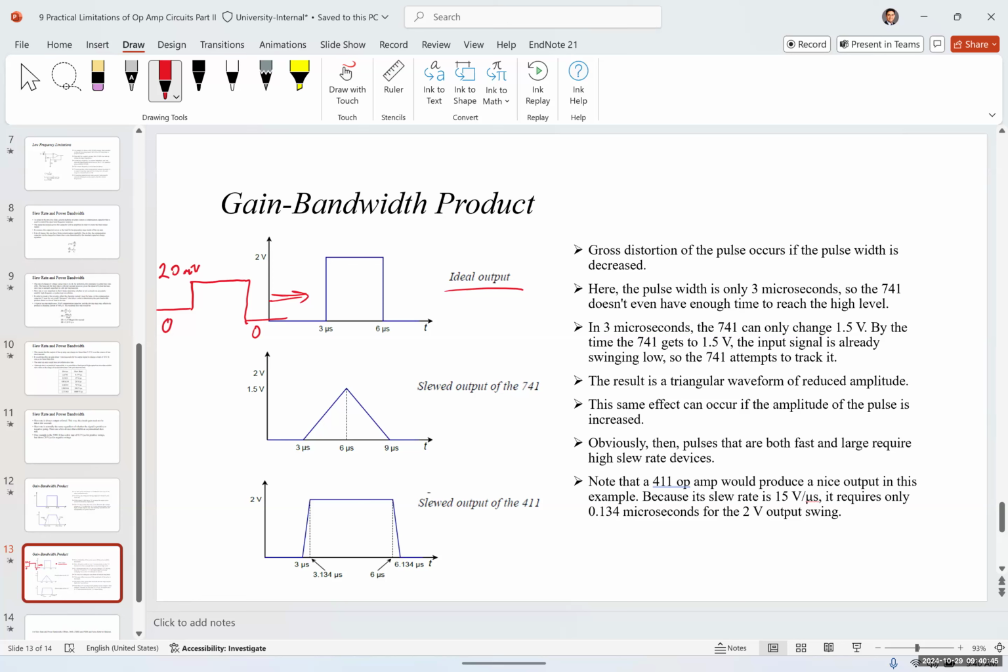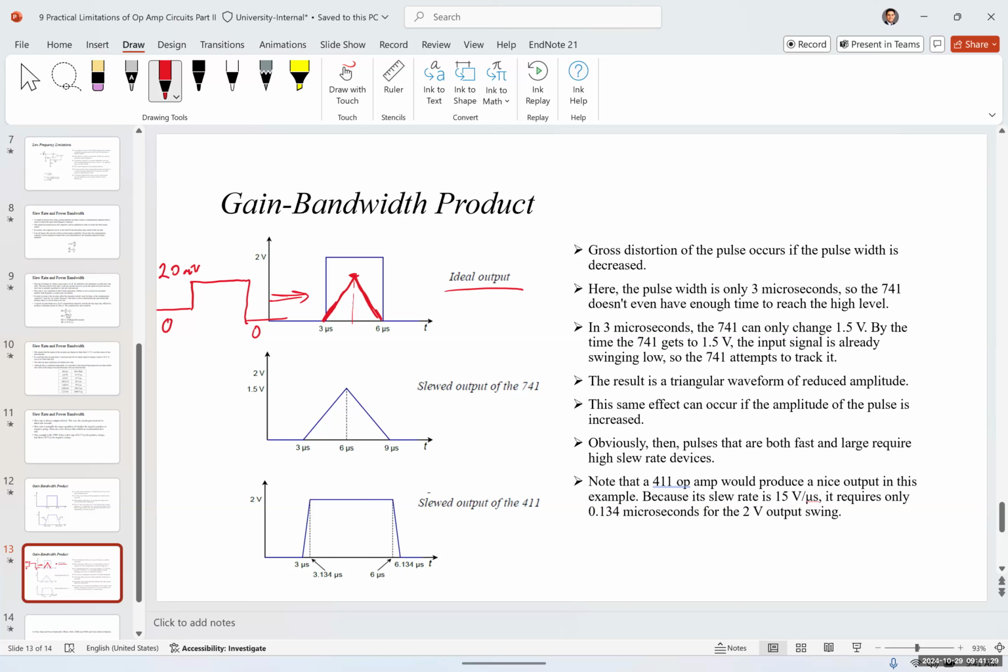So what happens if we don't have a fast op-amp? If we have an op-amp that has a pretty low slew rate, the response time takes a while. For a 741, for example, the slew rate is pretty low, meaning the output would not immediately change. It takes some time for the output to follow the input. And when it reaches its maximum, the input has already changed. So this should change as well. So instead of having this ideal rectangle or square output, we have a triangle output.